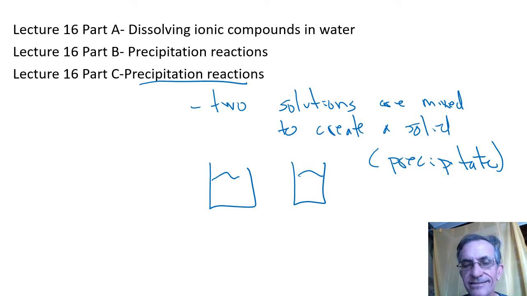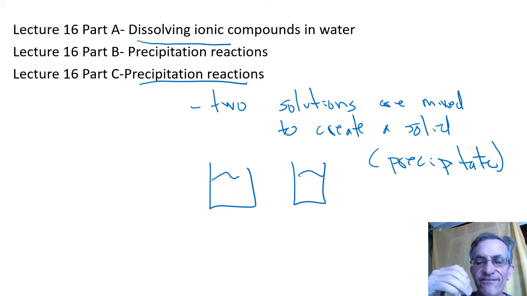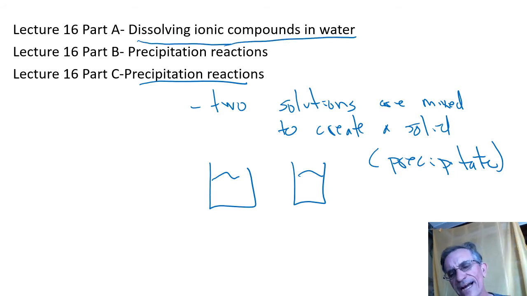Like what happens when you dissolve, well, specifically an ionic compound in water. After we have a little more background on that, we'll be ready to talk about a precipitation reaction in the second and third part of this lecture. All right, so let me move on and we'll look at dissolving ionic compounds in water.